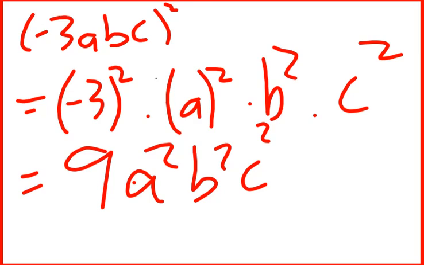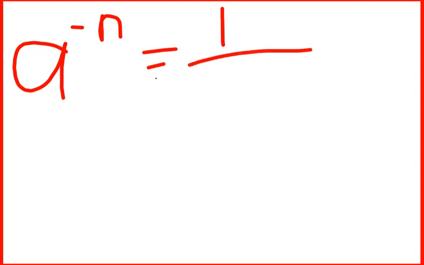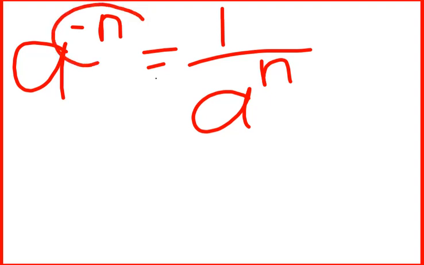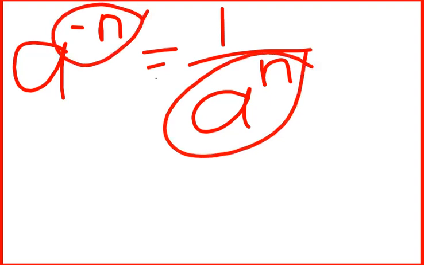Now let's have a look at law number 7. Law number 7 states that if you have a base and it's to the power of a negative number, so negative n, then you can say 1 over a to the power of n, positive n. So we are trying to make the negative exponent positive so that we can simplify it.